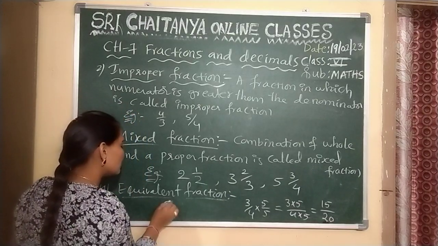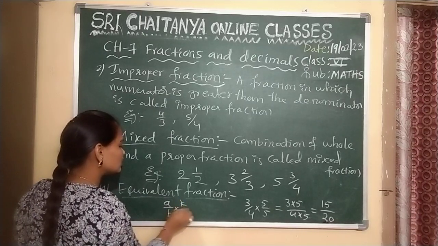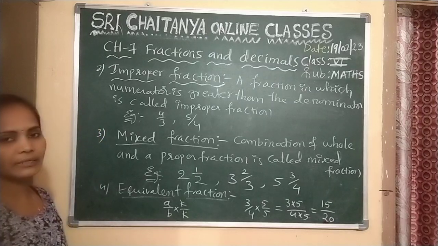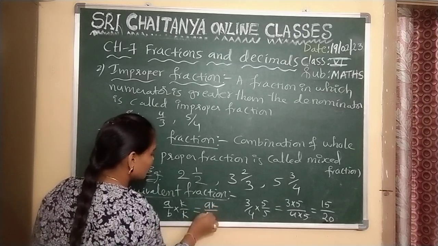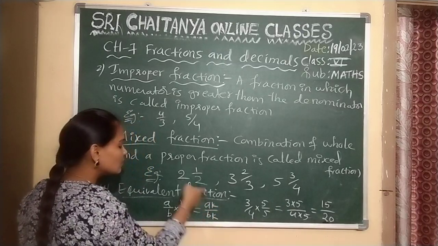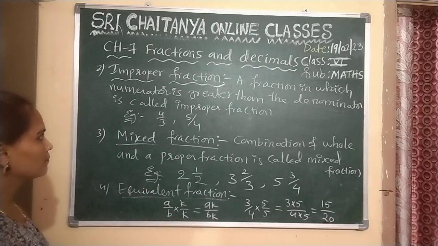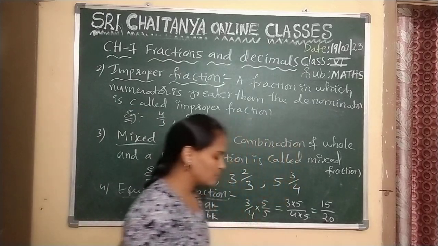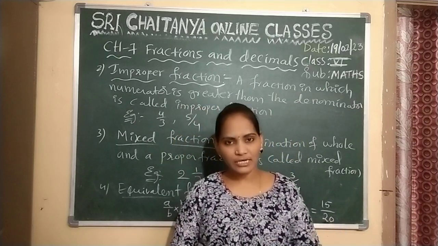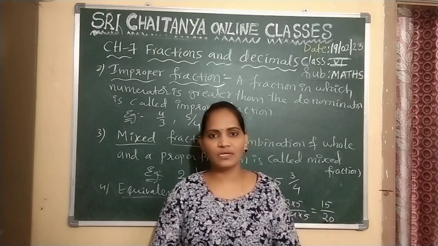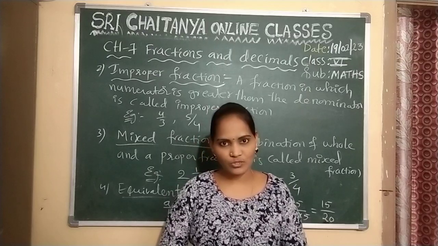Suppose a by b is one fraction. For that fraction, you multiply and divide with one constant k. This is the general representation of an equivalent fraction. Then ak by bk is called an equivalent fraction of a by b. These are a few examples. According to your state syllabus, there are still more, but just these few definitions are what I explain. Next video I will explain the exercise questions.